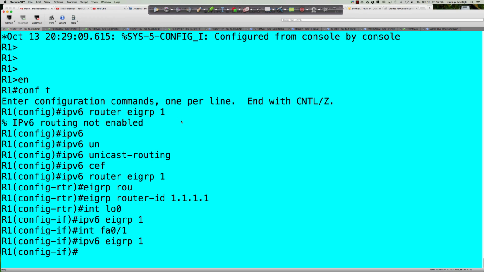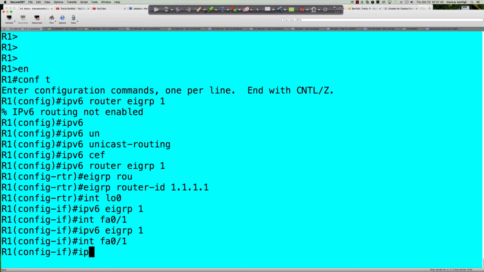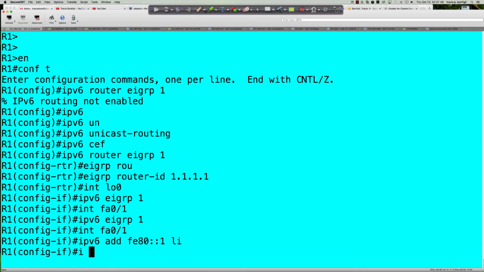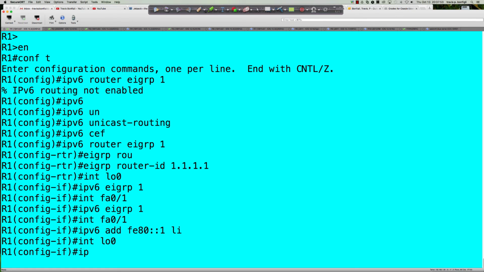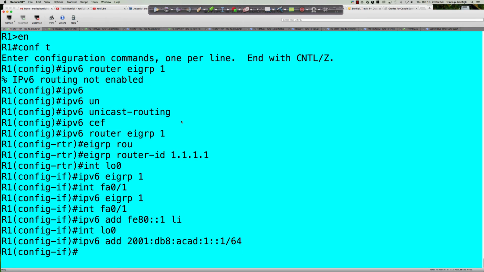Now, we have no IPv6 information yet on the interfaces, so let's take care of that. So interface FastEthernet 0/1, IPv6 address FE80::1 for our link local. And that's all we need for the adjacency. And so let's just get into interface loopback 0, and we're going to say IPv6 address 2001:DB8:ACAD:1::1/64 here. And that'll be good for the loopback address.